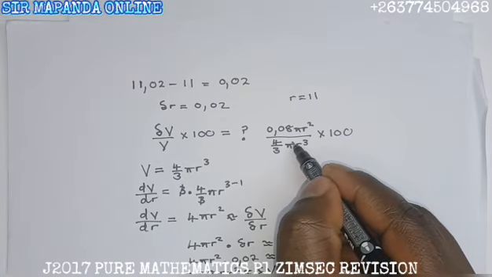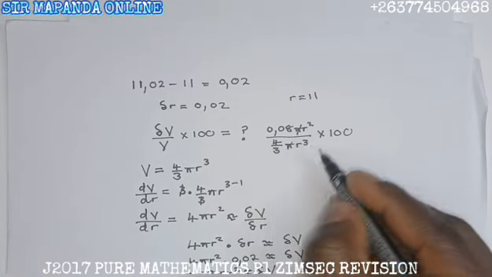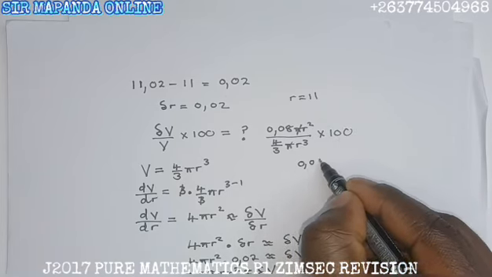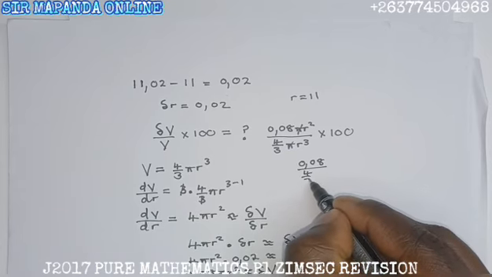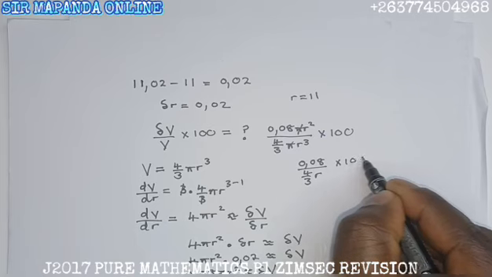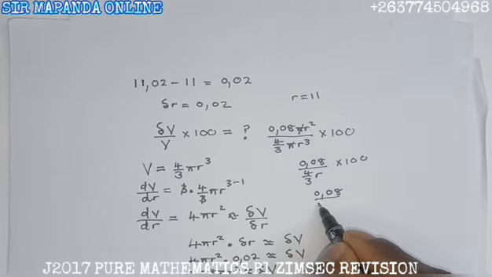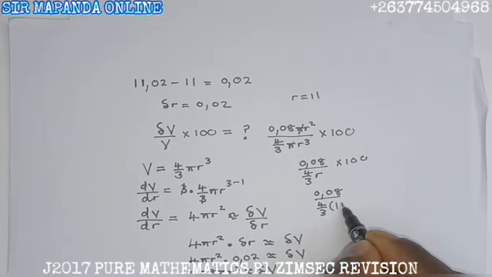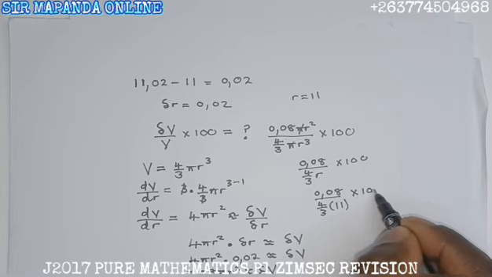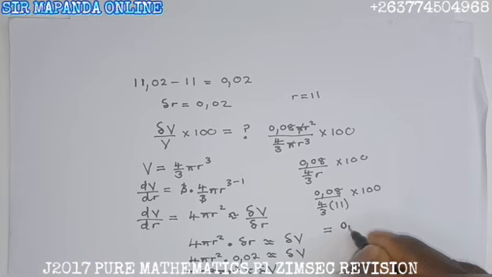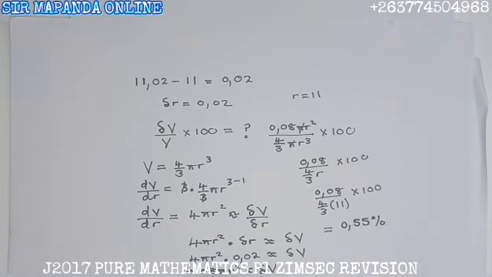But you can notice that pi and pi, they cancel off each other. Then r squared over r cubed, you get 0,08 over 4 over 3 r. Then you multiply by 100. So put 11 on r. You get 0,08 over 4 over 3 open bracket 11, then you multiply this with 100. So what is your final answer? You get 0.55%, and this is your final result. I hope you are following class.